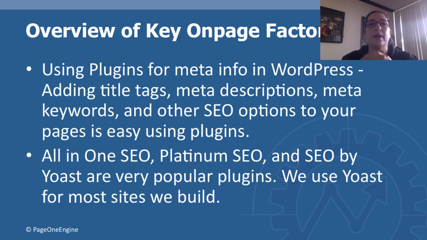Using plugins for meta information, adding title tags, meta descriptions, meta keywords, and other SEO options is easy. The All in One SEO plugin, the Platinum SEO plugin, and SEO by Yoast are very popular plugins if you're using WordPress. We use Yoast for most of the websites we build. They have premium versions, and we use many of their plugins and their premium versions for sites that we want to rank. I want to tell you all of the plugins work.